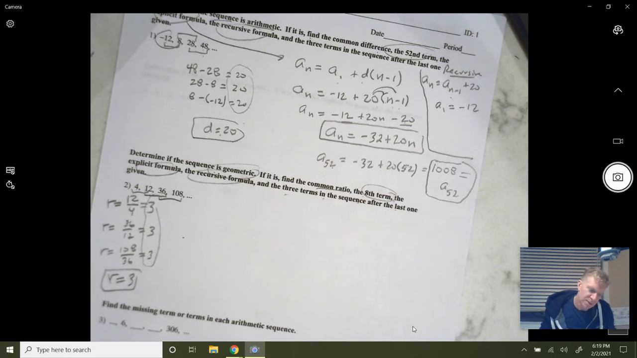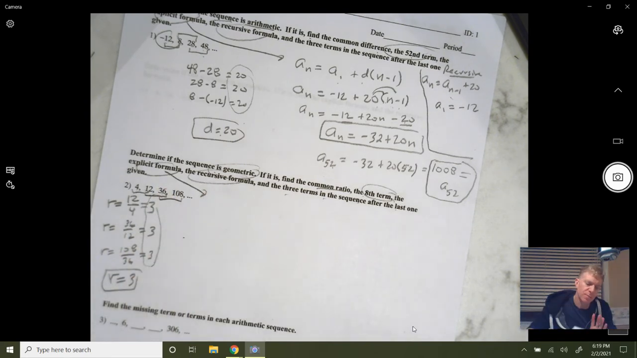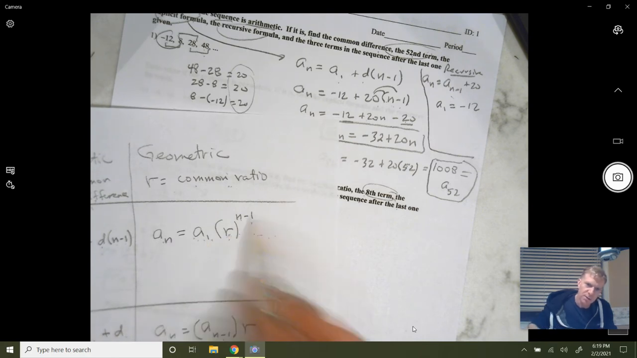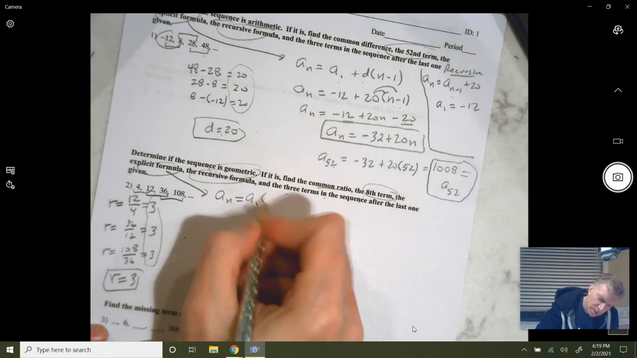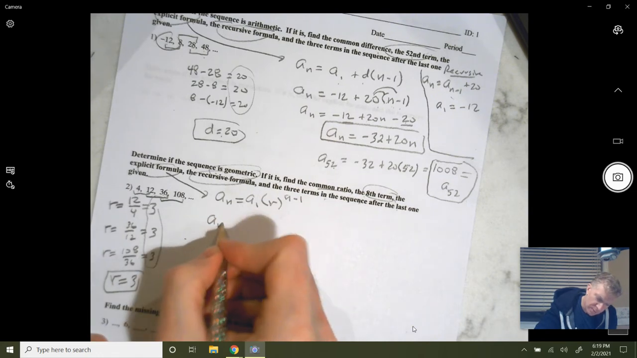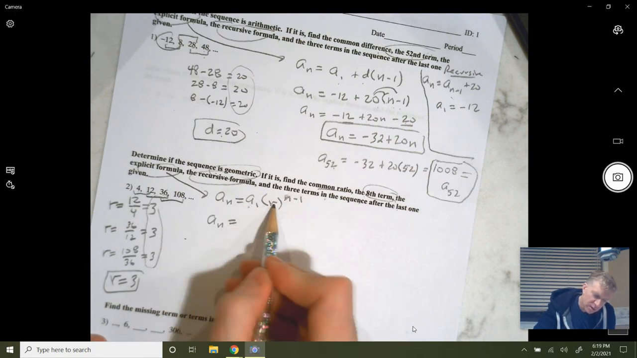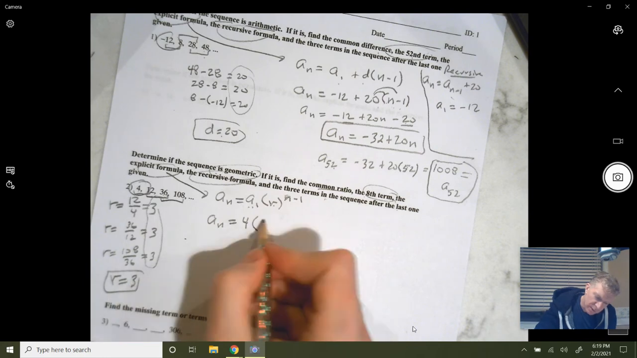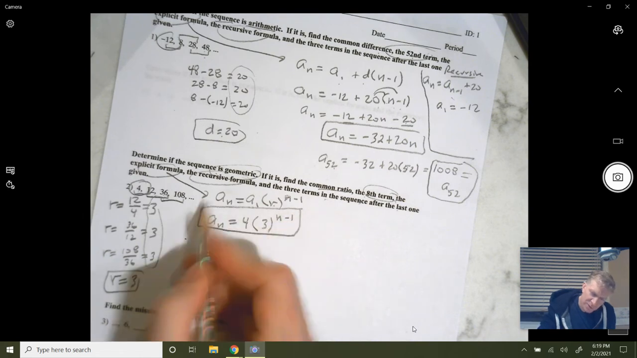Okay. Now let's find our explicit formula. The formula for a geometric sequence is a sub n equals a sub 1 times r to the n minus 1. Okay, let's plug in what we have. You want to leave n in your answer, but we have to replace a sub 1 and r. A sub 1, that's your first term, 4. The common ratio is 3, to the n minus 1. Right there is your explicit formula.